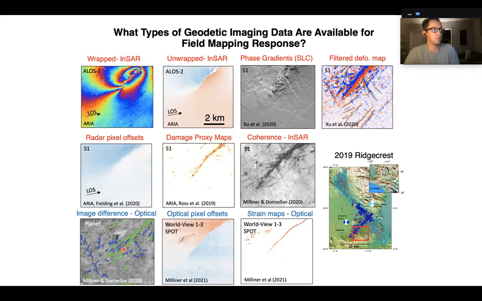Some of these data sets weren't made available during the Ridgecrest earthquake that happened in 2019, but certainly in the future they could be, as most of the processing becomes increasingly automated and moves to the cloud. So in the future, it's likely you'll start to see more of these products coming out much faster. So I won't go into all of these, but some of the ones I'll highlight are the radar phase gradient maps and the optical strain maps.